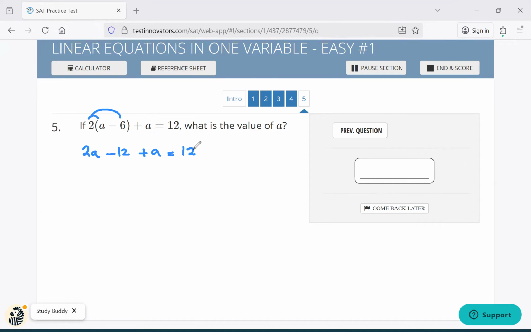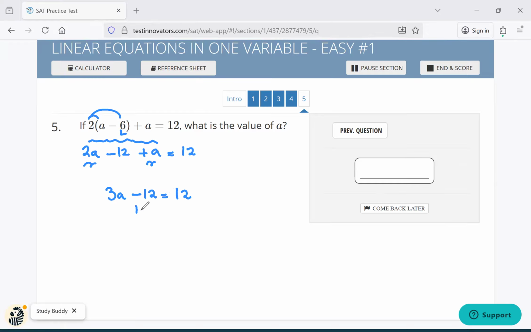Okay, so it's all about one two-step equation. On the left side, before we move things around, can we collect like terms? Yes, you can collect this 2a and this 1a, which is 3a, right? And then bring down the negative 12. On the right, you can't do anything. So now what I would do is solve for a.